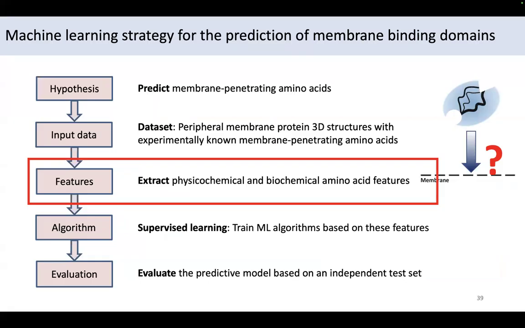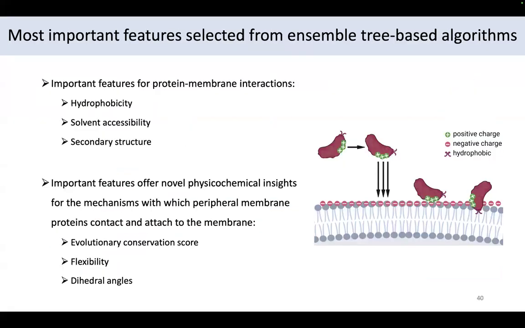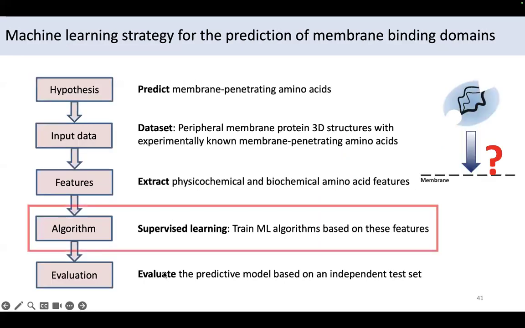The next step is to calculate the features. The features are calculated by algorithms. Here we used an ensemble tree-based algorithm, and we found that the important features for protein membrane interactions are hydrophobicity, solvent accessibility, and secondary structures. However, we also found other features that we didn't expect, such as the evolutionary conservation score, the flexibility, and the dihedral angles of the amino acids.